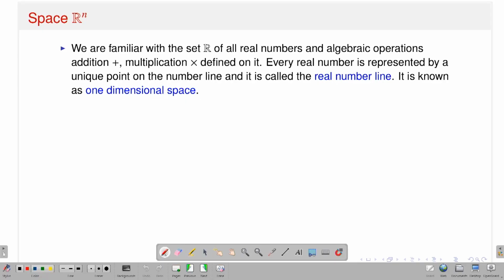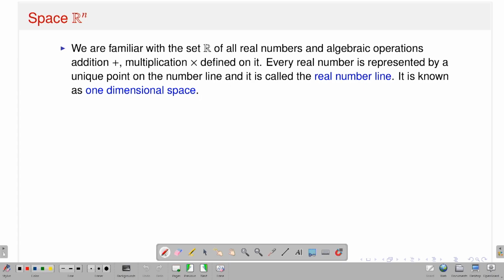We are familiar with the set of all real numbers, which is usually denoted by the symbol R, and also we are familiar with the algebraic operations addition and multiplication defined on it. Similarly, subtraction and division are defined on the set of all real numbers. Every real number is represented by a unique point on the number line. Also, every point on the number line represents a real number, and it is called the real number line. So, it is known as a one-dimensional space.